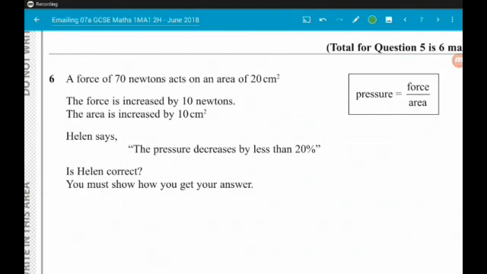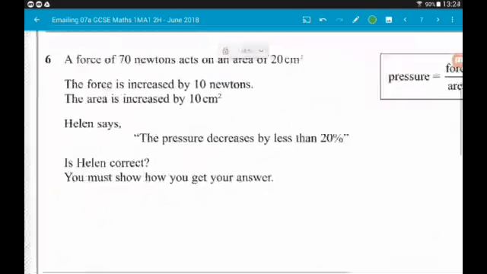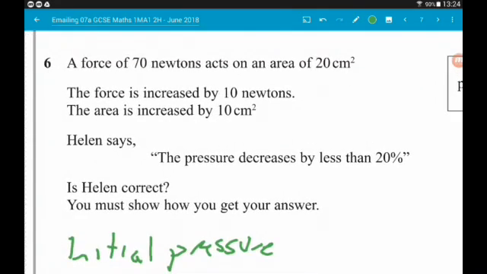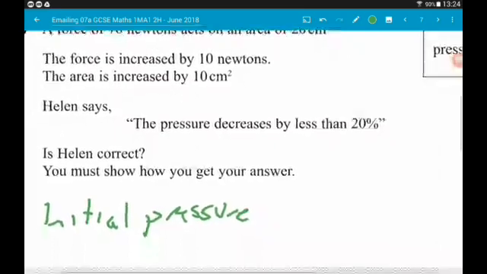Okay, question 6, we're given the formula for pressure, which is force divided by area. Now we're told a force of 17 newtons acts on an area of 20 centimetres squared. The force is increased by 10 newtons, the area is increased by 10 centimetres squared. Alan says the pressure decreases by less than 20%. Is Helen correct? We must show our workings. So, let's work out the pressure at the start. So, we'll call that the initial pressure. Well, that is 70 newtons over 20 centimetres squared.